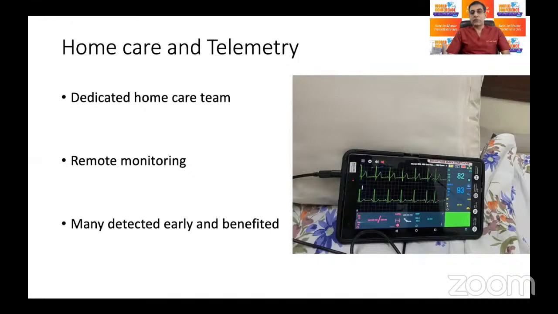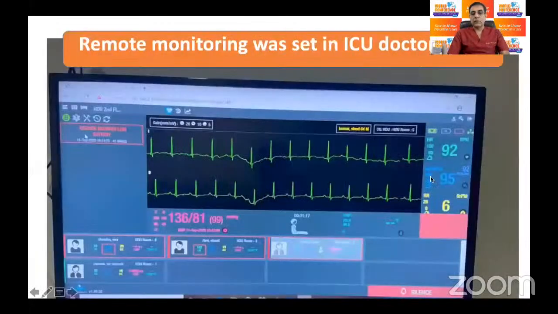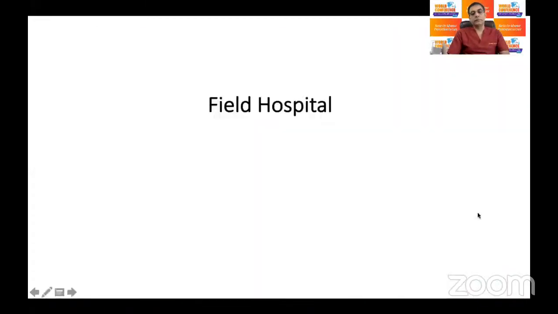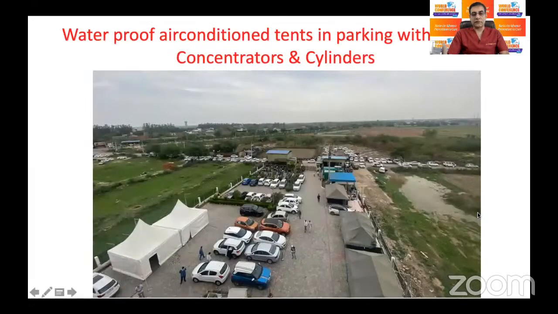And whenever the situation got a bit more critical, we got them into the hospital. This is how we monitor. This TV screen was in our ICU room. We monitored our telemetry patients 24/7. The next concept introduced was the field hospital. We learned it from the army.